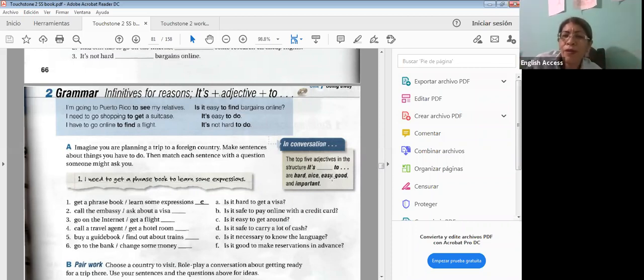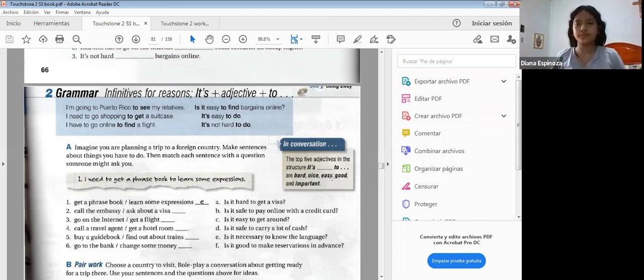Number 2, I need to go shopping. Why? Because I have to get a suitcase. That's my reason to get a suitcase. Number 3, I have to go online. The reason is to find a flight. Okay?